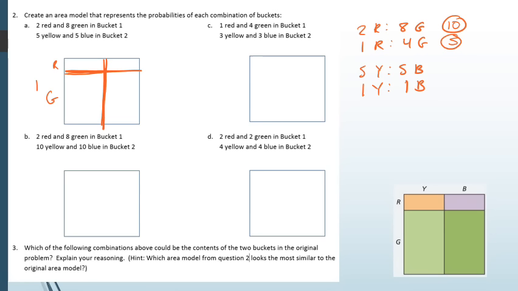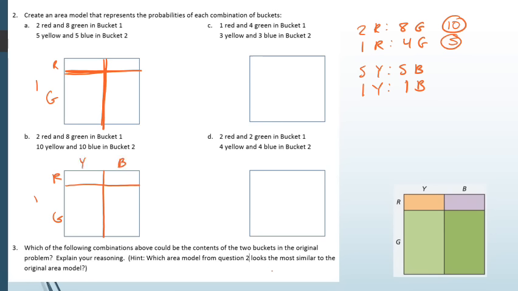Now looking at B, I see the same thing, 2 red to 8 green in bucket 1. So I'm going to set that up just like before. So I have red here, green here. This is in bucket 1. Again, red is about 1/5 of the total, since green is going to be 4/5 of the total. And then I have 10 yellow and 10 blue. Again, I can simplify 10 yellow and 10 blue as a 1 to 1 ratio. So I'm just going to divide this right in half again and set up, I'm sorry, yellow and blue. That looks a little bit better.